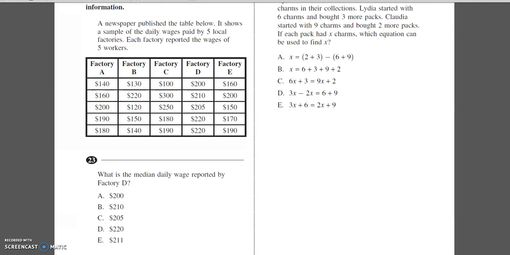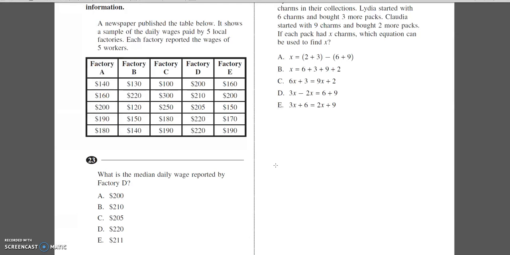It shows a sample of daily wages paid by 5 local factories, and these are our factories A, B, C, D, and E. It says each factory reported the wages of 5 workers. So each one of these columns, or each one of these slots in the column, represents the 5 workers. What is the median daily wage reported by factory D?